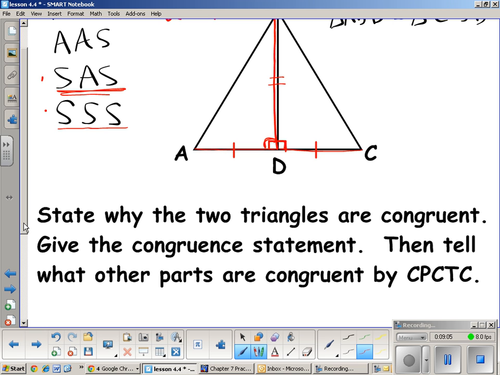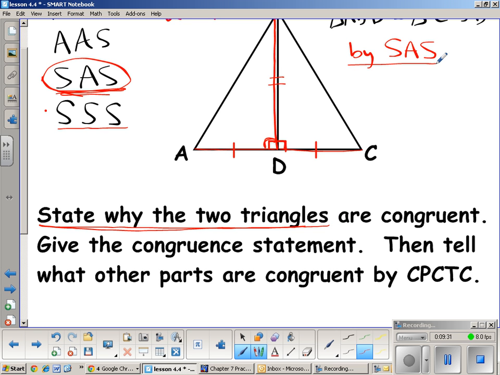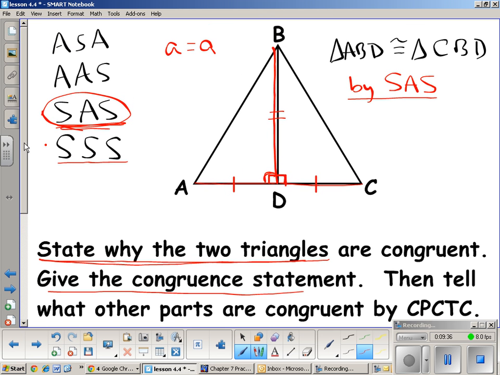Okay? So, the first part of the question, state why the two triangles are congruent. Whoever said side angle side, you were right on. Side angle side is why these are congruent. Is that okay? You just have to put side and side? Yep, right now we're not proving this. It just said answer these three questions. State why the two triangles are congruent by side angle side. Write the congruent statement or give the congruent statement. We actually did that first. Triangle ABD congruent to triangle CBD.